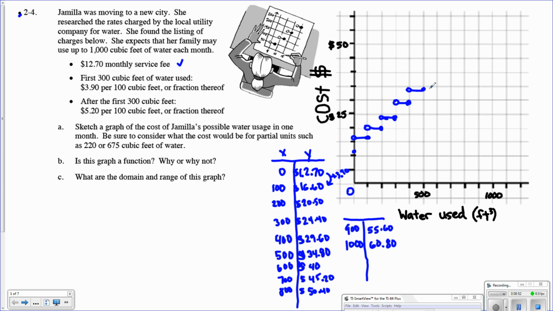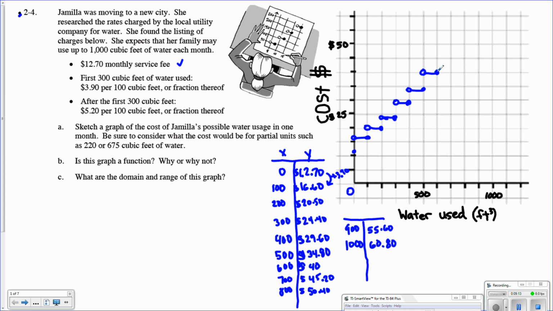So the next part of here is just need to plot those on there. I'll plot a couple more of them here. So we're up to 500. So from 500 to 600, we're at $40. So we're at 25, 30, 35, 40. An open circle, closed circle.